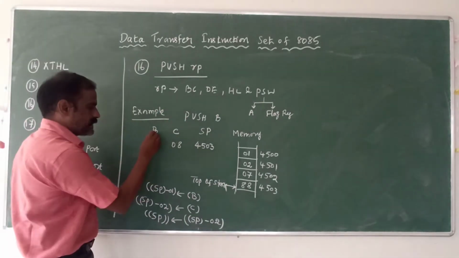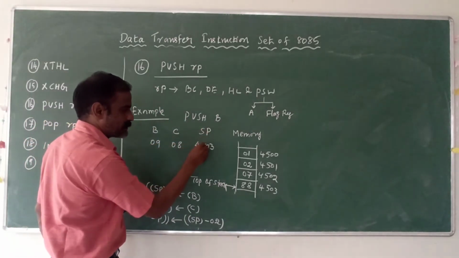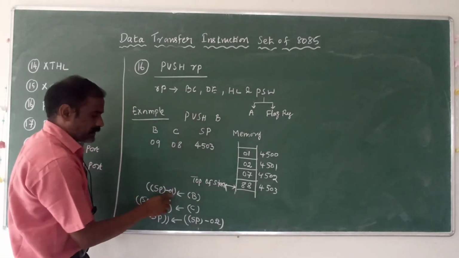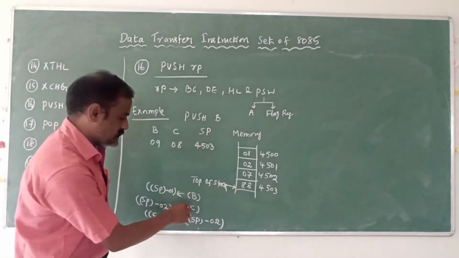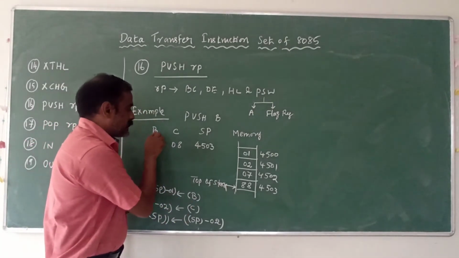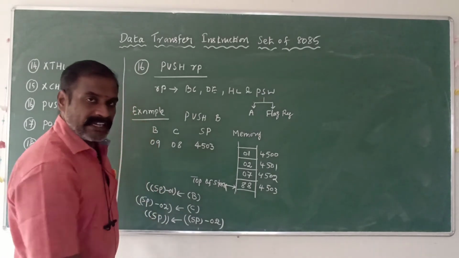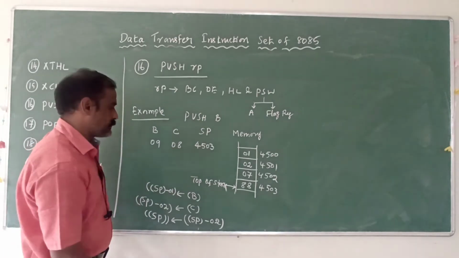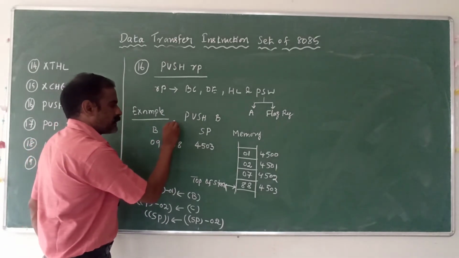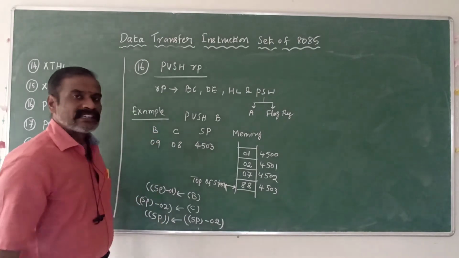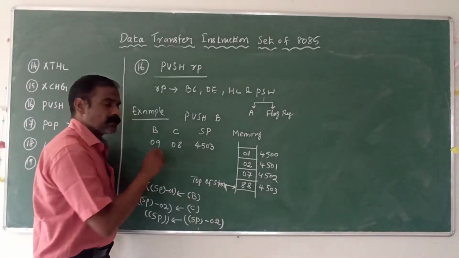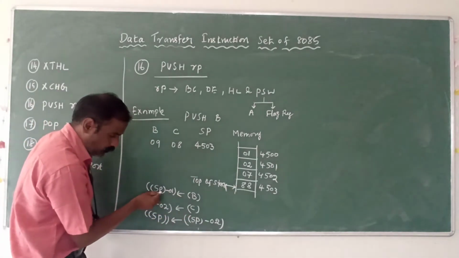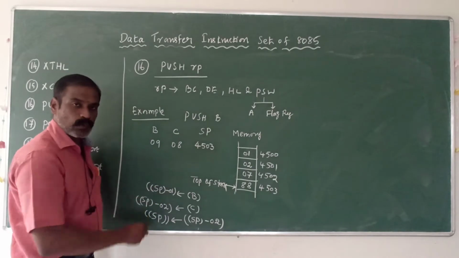Here the B register is 09, C is 08, and the stack pointer address is 4500. Now to push the B register data, it will push the MSB data first. B means the BC register pair: C is for LSB data and B is for MSB data. First we have to push the B register data, that is MSB data, to the stack pointer address -1.